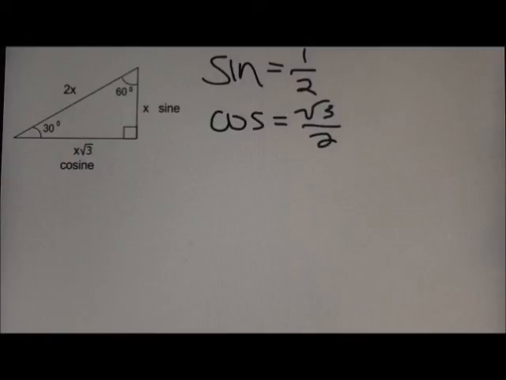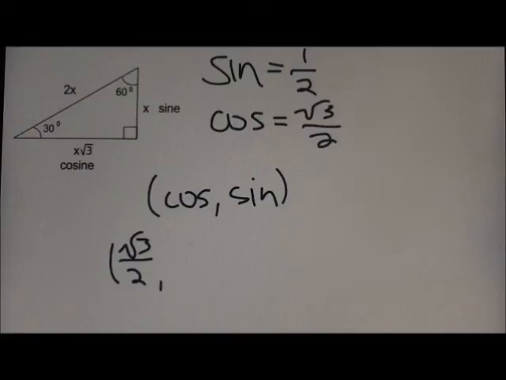So the coordinates on the unit circle are cosine, sine. And so what our final answer would look like is the square root of 3 over 2 and 1/2.